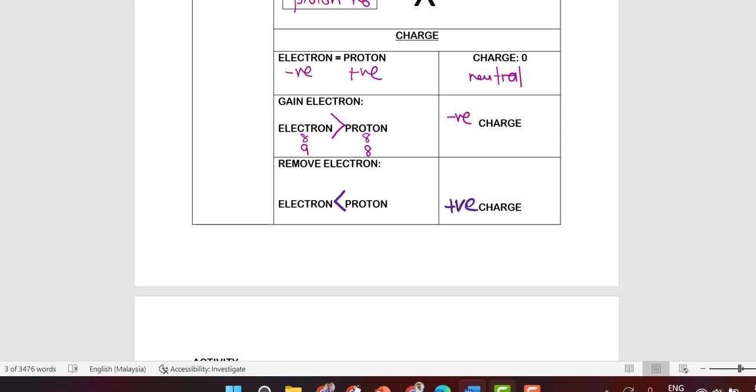Kalau number of electron yang besar, so dapat negatif lah. Kalau number of proton yang besar, akan dapat positive charge lah. Apa charge yang form? Tolakkan sahaja. Kalau number of electron yang besar, so dia akan form negatif. Kalau number of proton yang besar, dia akan form positive charge. So very easy to remember.